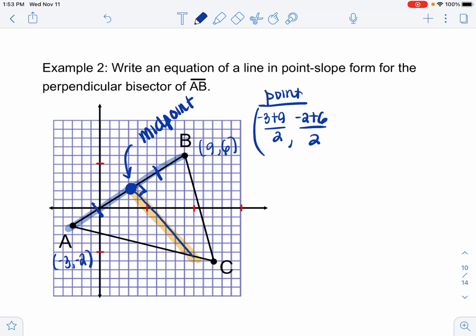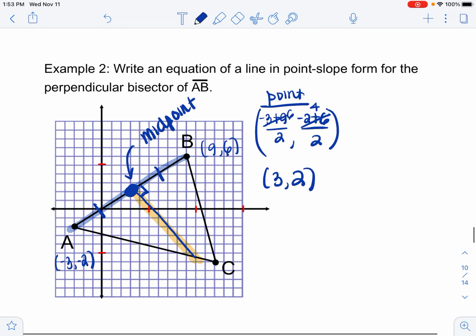And you could have done 6 plus -2. It's the same thing. Okay, -3 plus 9 is 6. 6 divided by 2 is 3. -2 plus 6 is 4. 4 divided by 2 is 2. So that's my midpoint, 3, 2. You might be saying, hey, I can tell that's at 3, 2. Can I just say 3, 2? Well, what if your sketch is off? So no.